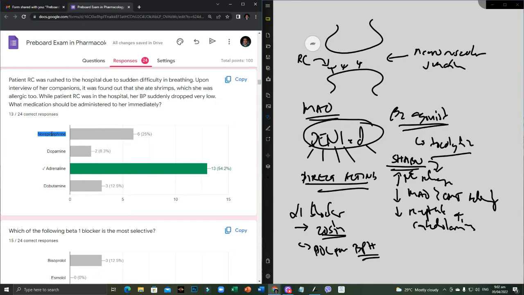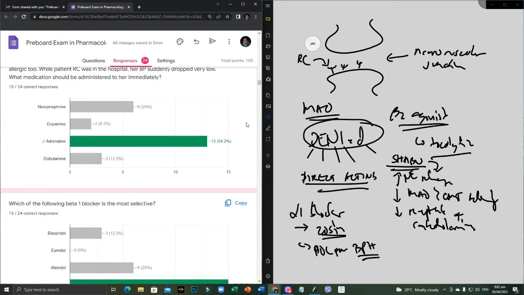But in this case, we already know that the patient is experiencing an anaphylactic reaction, because it was stated that the patient ate shrimps, which she was allergic to. Since we know the cause, we can give a more appropriate drug of choice, which is adrenaline. Sure, norepinephrine can also be used if we don't know what caused the sudden drop in blood pressure, because this is very life-threatening. But again, the correct answer for this specific scenario is adrenaline, because she's having an allergic reaction, an anaphylactic reaction, to be more precise.